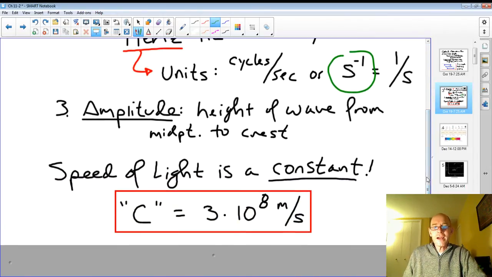The third is a constant. The speed of light, or c, which is the c in Einstein's famous formula, E equals mc squared. That is always the same number, 3 times 10 to the 8th meters per second. So we can put these three things together and do a little bit of math.